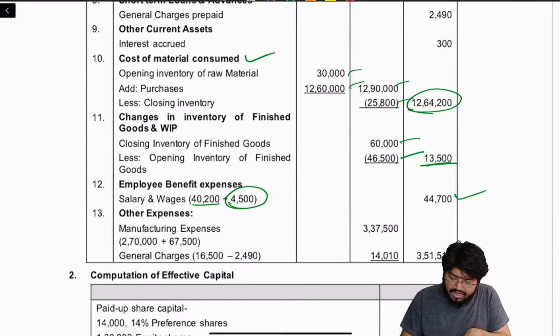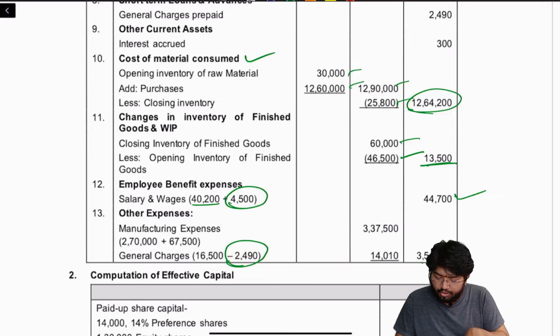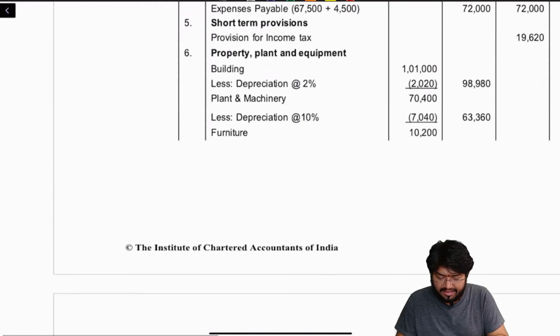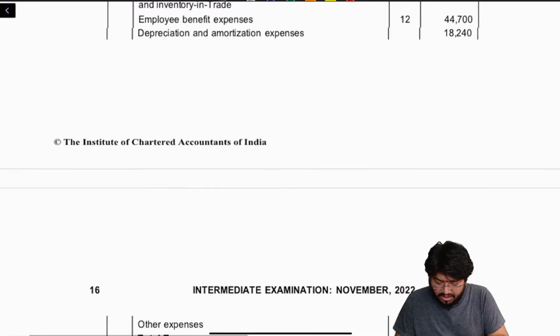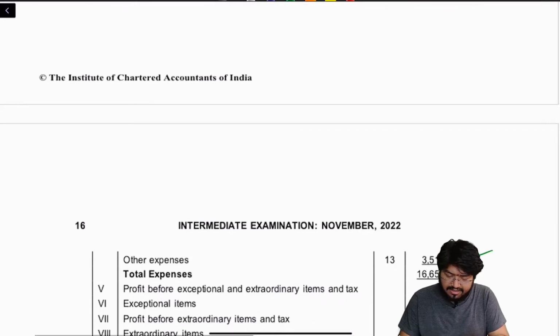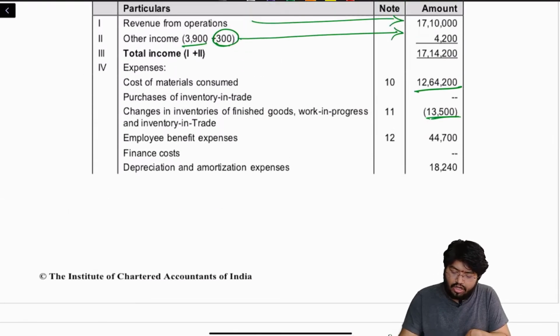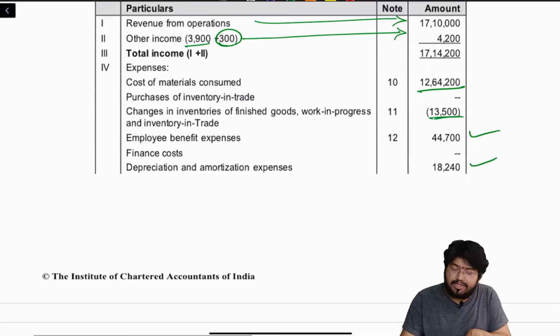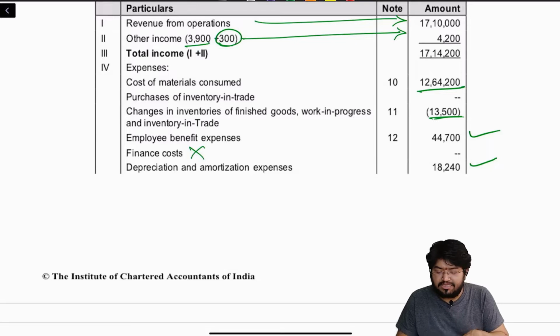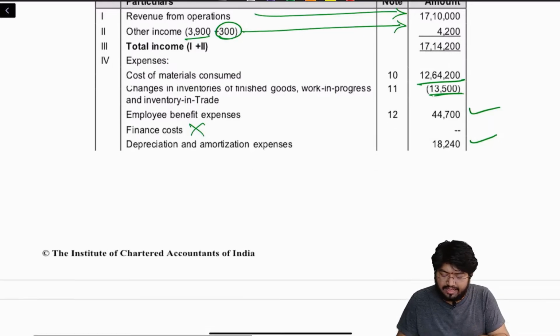Let's finish this off. Manufacturing expenses, it is 2,70,000 plus 67,500. General expenses 16,500 minus 2,490 because this is prepaid. Okay, so all of that put together 3,51,510 is given here. So that other expenses part is this. Now apart from this, you also have depreciation to be taken. You don't have finance cost at all here in this problem. So depreciation and amortization, he has given you percentages. Those percentages are what we use and calculate.